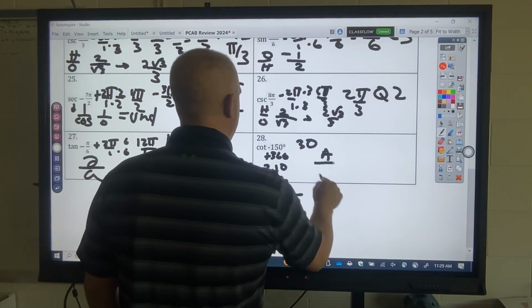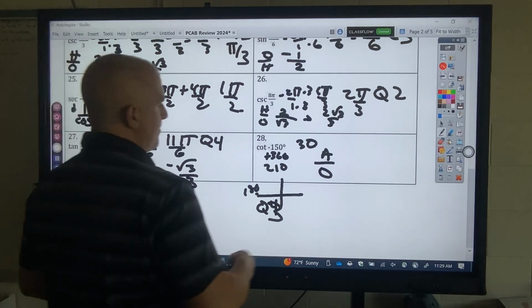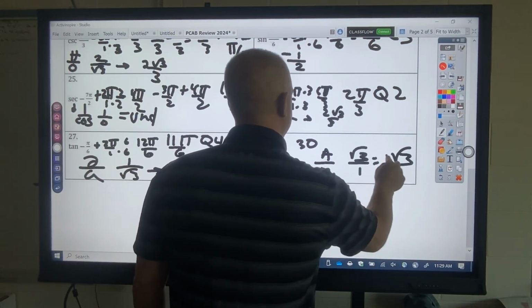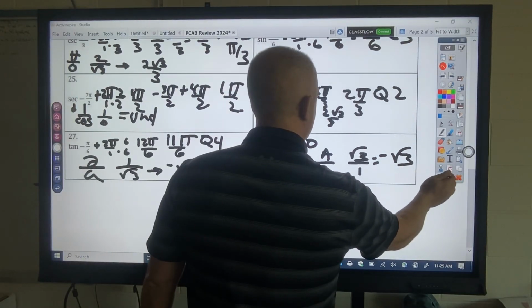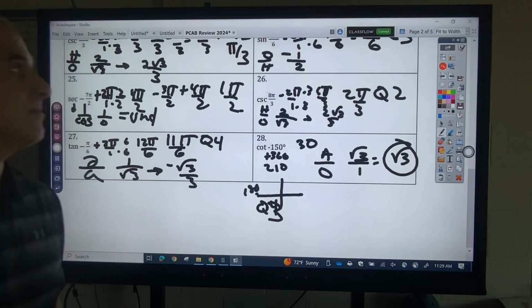Cotangent is A over O. In the 30-degree triangle, the A amount is square root of 3. The O amount is 1. That's going to be square root of 3. Since I'm in quadrant 3, that's going to be, oops, that's not going to be negative. Sorry. That's going to be positive. Okay. All right.